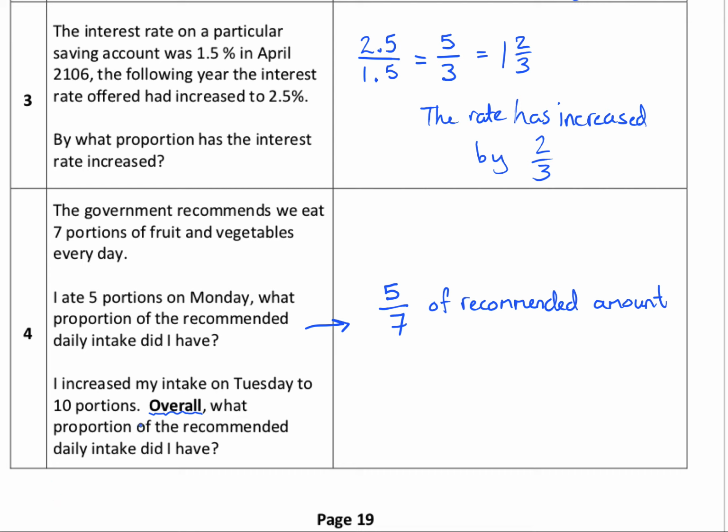So on both days, we should have eaten 14 pieces of fruit and vegetable. And in total, if I had 10 on Tuesday and 5 on Monday, I've eaten 15 pieces. Okay, so what proportion of the recommended amount did I have? I've had 1 and 1 extra 14th. Okay, and that is the answer. Okay, that's how I interpret this question anyway. If it was just referring to Tuesday, then the answer would be 1 3/7.